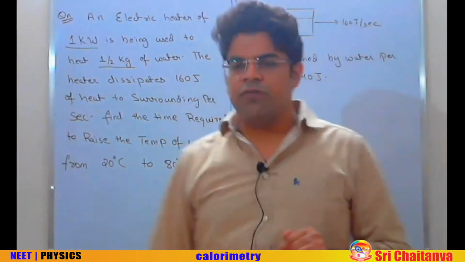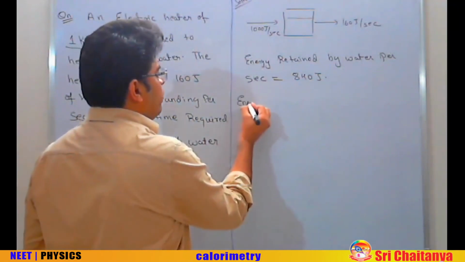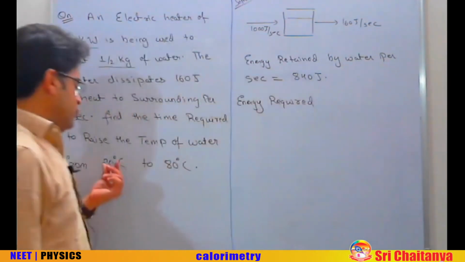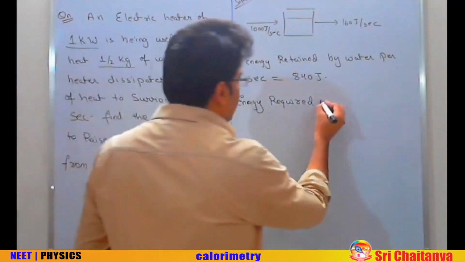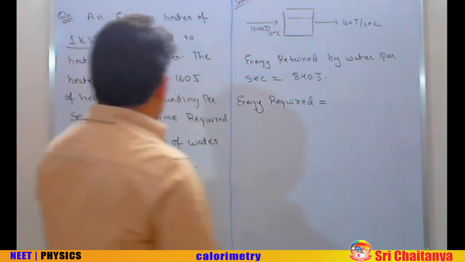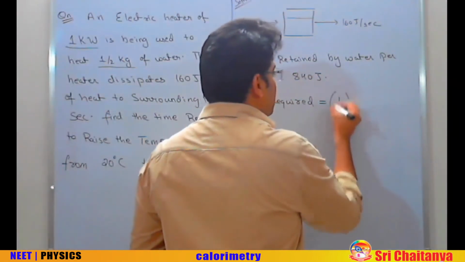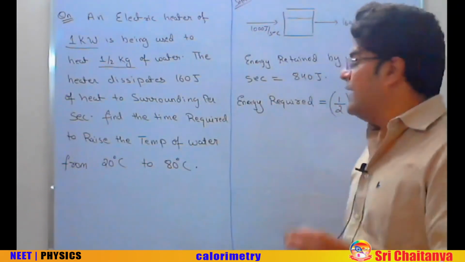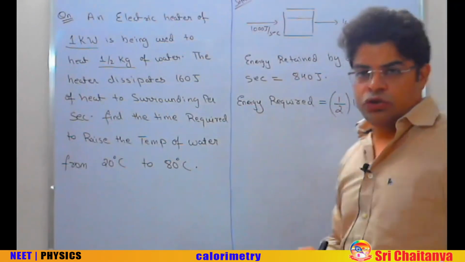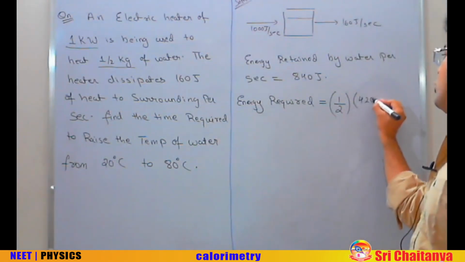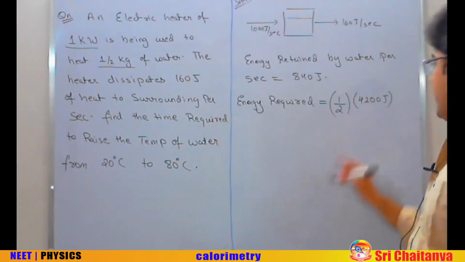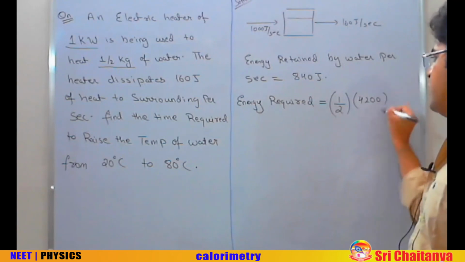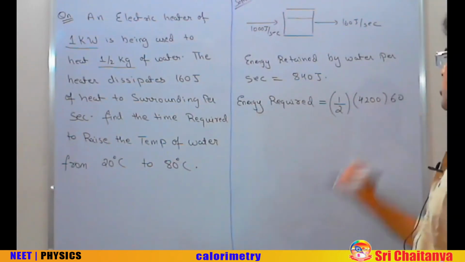First of all, let's find out the energy required to raise temperature from 20 to 80. Energy required or heat required has to be equal to m s delta T. The mass of water given in the question is half kg. Specific heat of water we have learned is 4.2 kilojoule per kg degree centigrade. 4.2 kilojoule can be taken as 4200 joule. So m s delta T, and the change in temperature is 60. So the amount of heat required is this much.